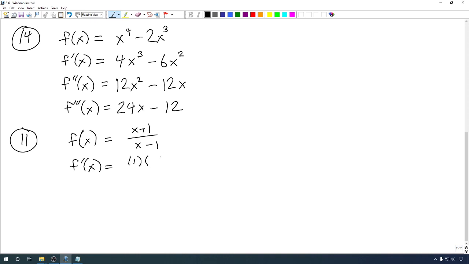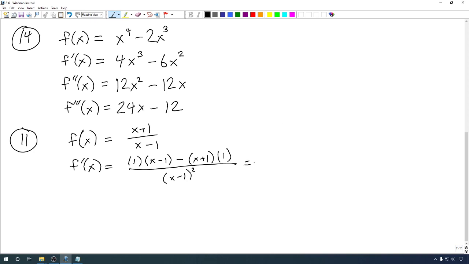We take that times the bottom, which is x minus 1. Then we subtract, because we're differentiating the bottom this time. But we're going to leave the top alone. And the derivative of the bottom, the x minus 1, is a 1. Finally, all that's over x minus 1 squared. We'd square that bottom.